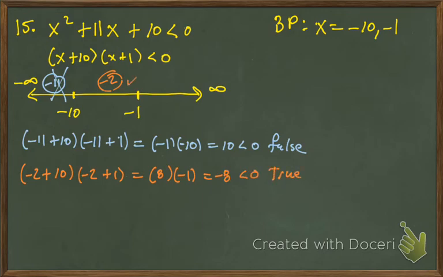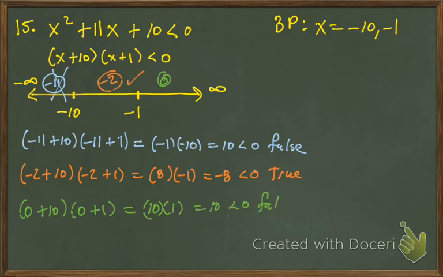So we're going to go ahead and take that interval there, -10 to -1, and then 0. So 0 plus 10, 0 plus 1, and that's 10 times 1, which is 10. That is not less than 0. That is false. And so we'll throw out that interval also. And so our solution is going to be -10 to -1, and we didn't have a less than or equal to or a greater than or equal to, so strict inequality. So we used just the parentheses.